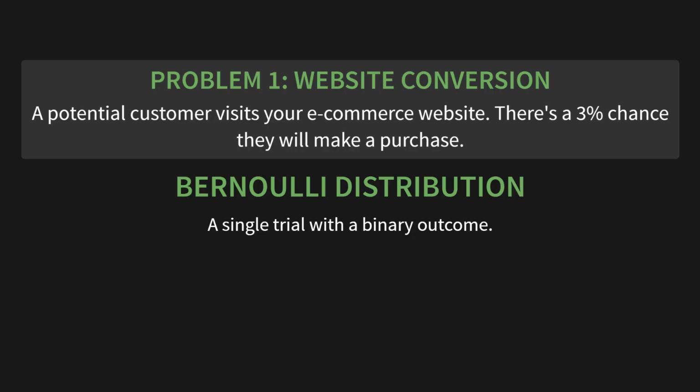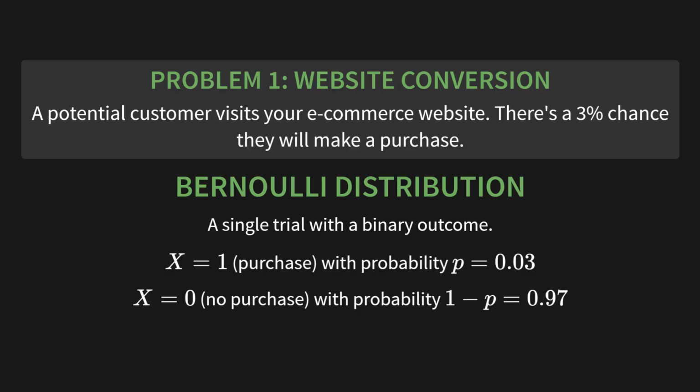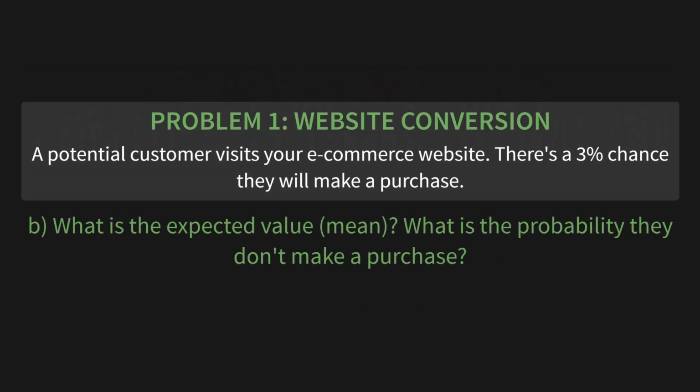We can say x equals 1 for a purchase, which happens with a probability p of 0.03, and x equals 0 for no purchase with a probability of 1 minus p, which is 0.97. Simple as that. Okay, so for part B, what is the expected value or the mean for this situation?